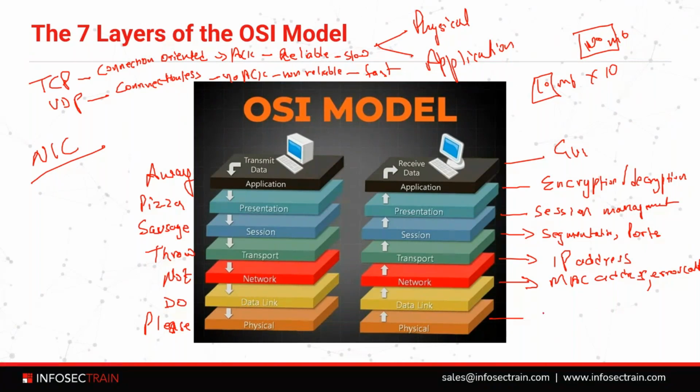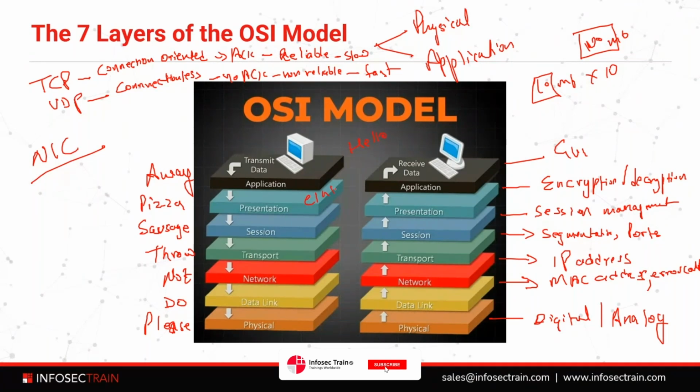So what does the physical layer do? The physical layer will convert the data into digital or analog format depending upon the medium you are using, whether you are sending data through wire or wirelessly, right? So if I am sending some data, let's say hello, right? It will be encrypted at the presentation layer, so it becomes ELHLO.